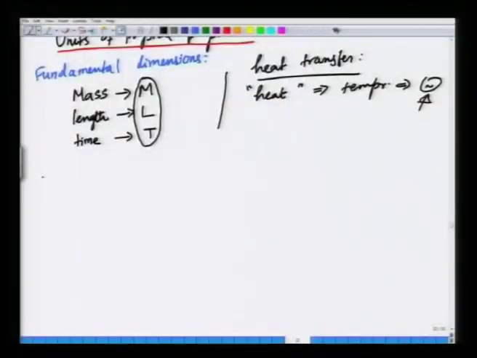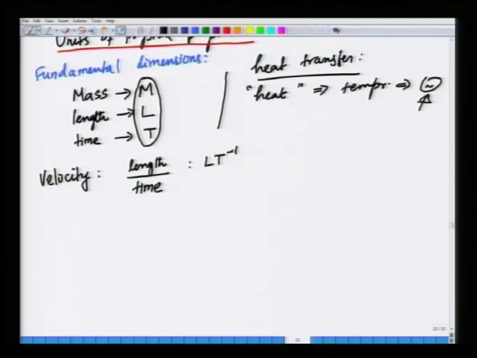For example, if you are worried about velocity, because in fluid mechanics we will have to worry about velocity a lot. It is the rate at which fluid flows per unit time, the rate at which the displacement of a fluid changes per unit time. So, it has dimensions of length over time, L t to the minus 1.